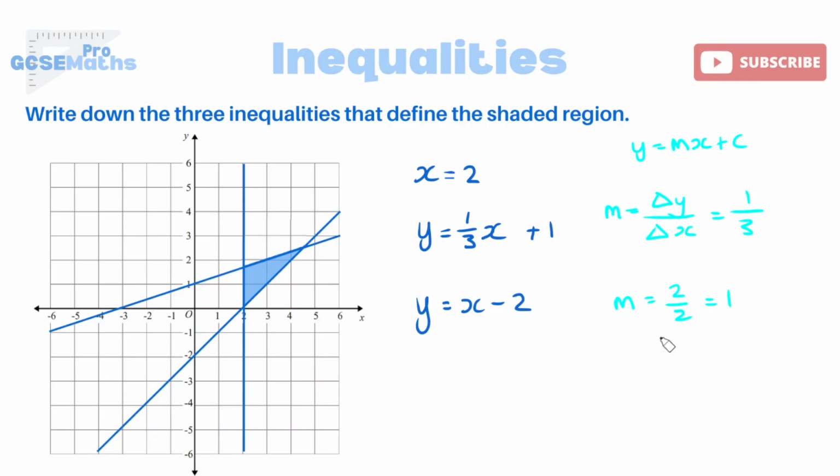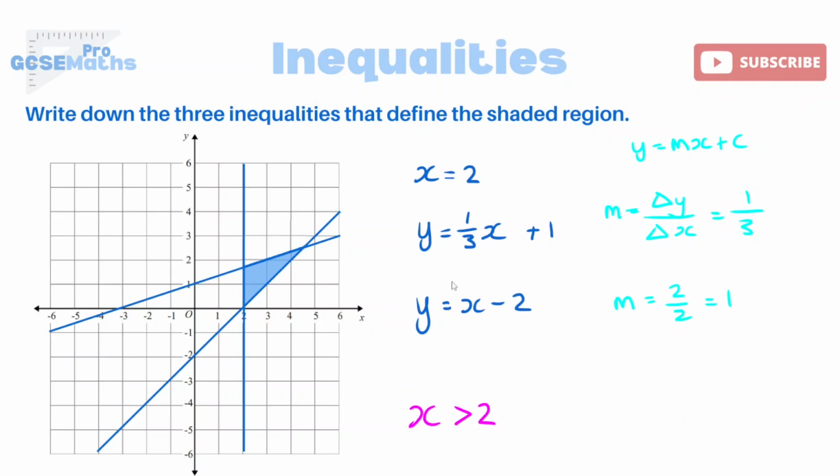However, now we need to write them as inequalities. So starting off with the first one, which is the easiest bit. The shaded region is to the right of that line, isn't it? So we're saying where x is anything bigger than 2, isn't it? X is greater than 2. Okay, so x is greater than 2. That's that one, pretty easy.